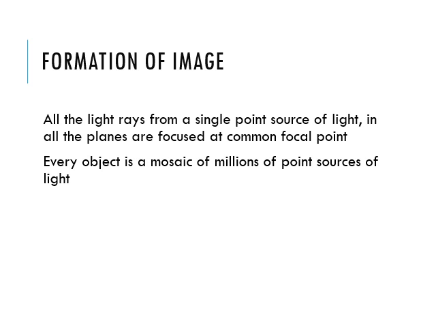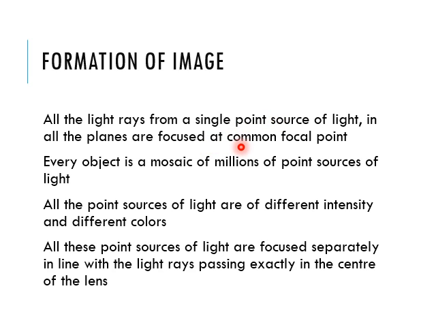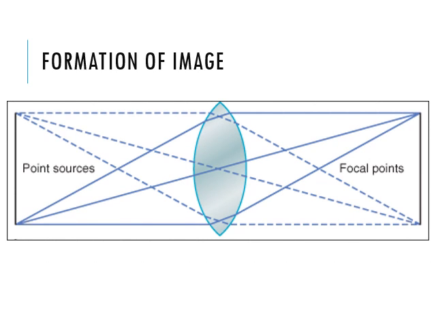Now, formation of the image. All the light rays from a single point source of light in all planes are focused at a common focal point. Every object, of course, is a mosaic of millions of point sources of light, and these point sources are different in intensity, in colors, and in other characteristics. And these sources are focused separately. So that's why you perceive them as separate.